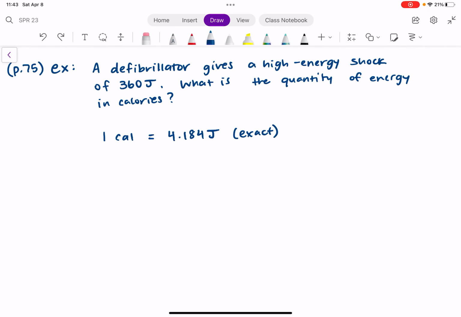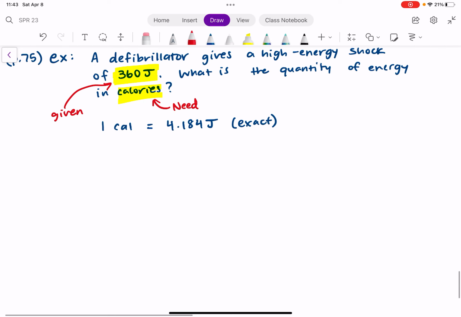So what information do we have, and what are we trying to get to? We want to know if we have 360 joules, what is that in calories? So this is what we are given, and this is what we need. We want to have that number expressed in calories. So let's go ahead and set up our dimensional analysis problem. Again, we're going to start with what we're given, 360 joules.